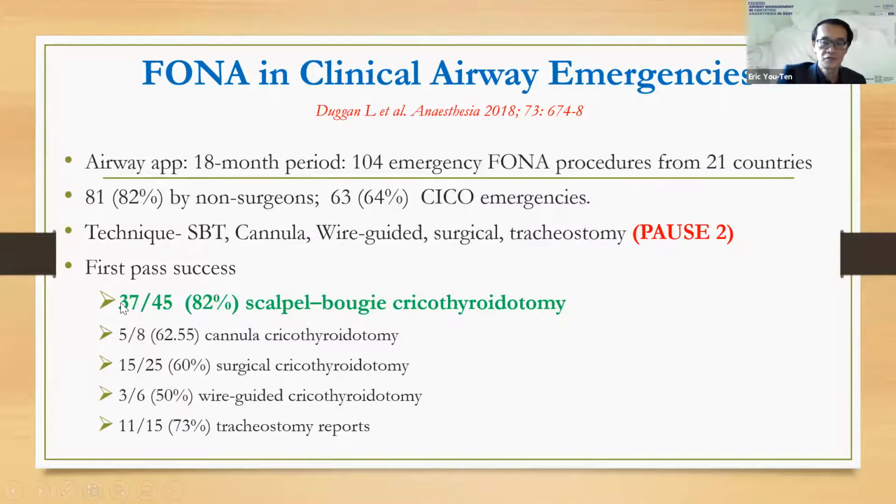Out of the 45 attempts, 37 were successful in the first attempt. The cannula was second, and then the surgical was third, and then the wire guided with the Melker kit is about 50%. I put tracheostomy last because this is usually performed in an emergency situation, probably not by an anesthesiologist, but by a surgeon.